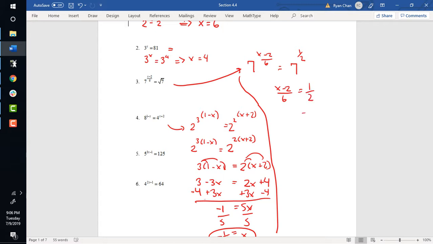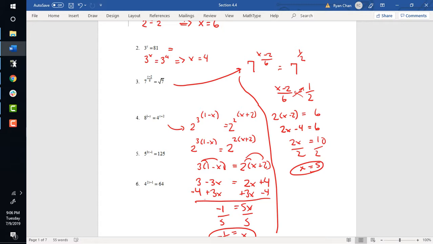I'm going to cross multiply. So this is 6, 2 times the quantity x minus 2. 2x minus 4 is equal to 6. 2x is equal to 10. Divide both sides by 2, and I have x is equal to 5. Okay? So that's pretty much it.